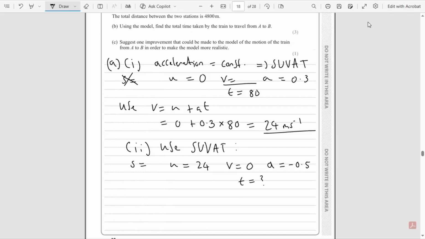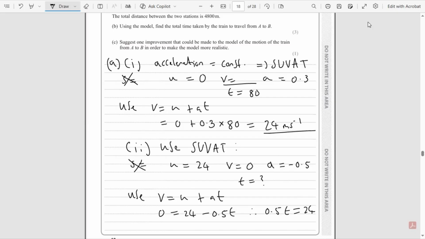Which equation can we use again? We can forget the S. We can use exactly the same equation once again, V equals U plus AT. So 0 is equal to 24 plus minus 0.5 times T, so 0.5 T is 24.